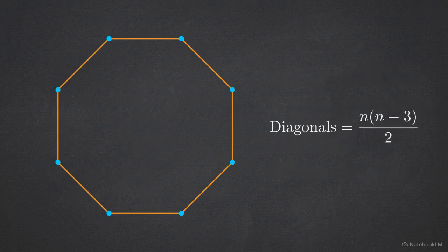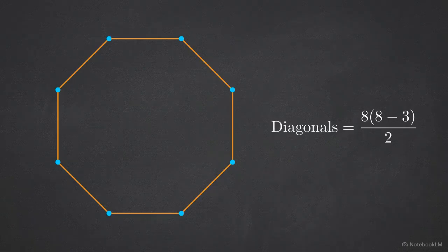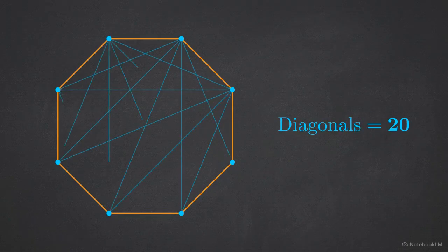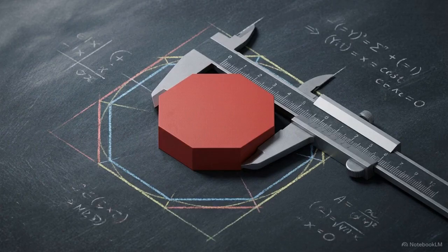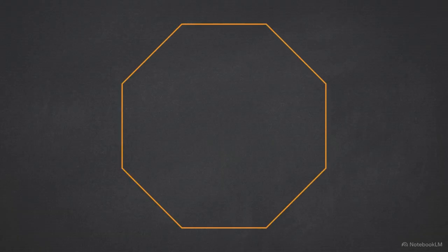Using the diagonal formula, n times (n minus 3) divided by 2, we find exactly 20 intersecting diagonal lines connecting those vertices across the interior. An everyday object operates on a quantifiable structural logic. Once we identify the rules governing that structure, we can calculate its exact properties.